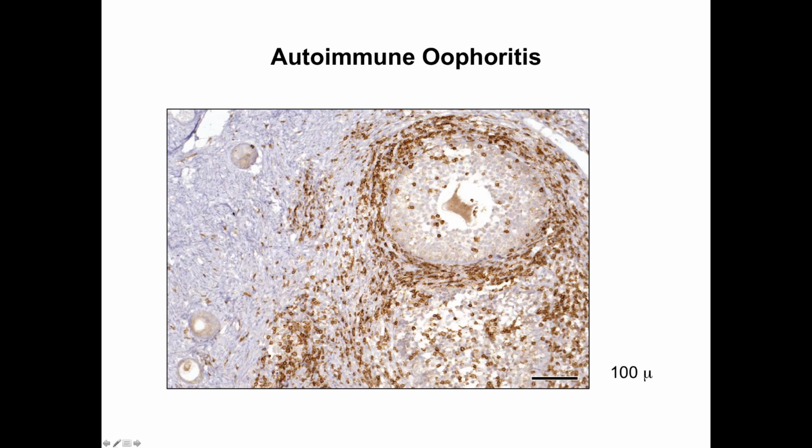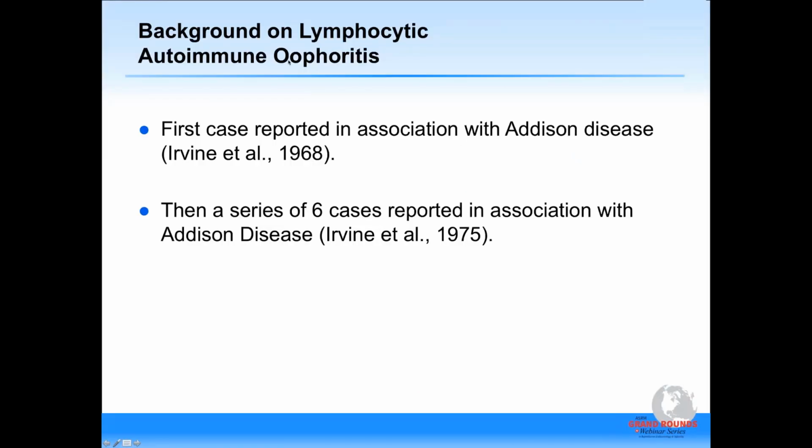That was a major driving force to trying to understand this better. So what's the background on lymphocytic autoimmune oophoritis? The first case reported in association with Addison's disease was in 1968 by Irving et al.